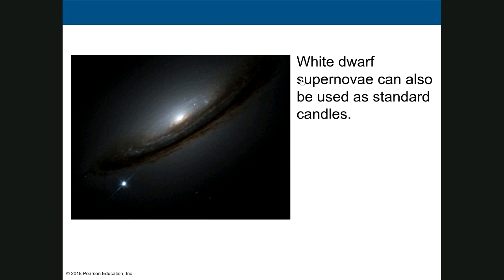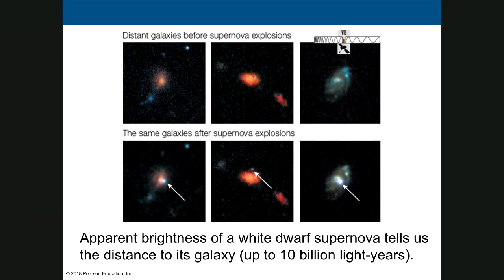Now we also touched on this, that white dwarf supernova also act like standard candles. Again, we know why, because they only occur under extremely specific conditions, and all white dwarf supernovas are identical in that they all involve white dwarfs of the same size with the same amount of energy, and so you can always use that explosion as a standard candle and figure out its total luminosity. So apparent brightness of a white dwarf supernova tells us the distance of its galaxy up to about 10 billion light years.